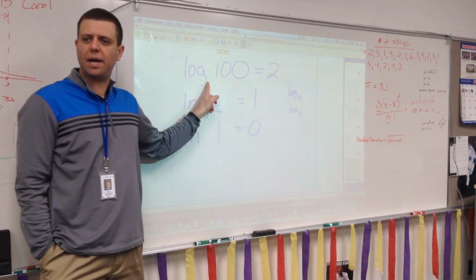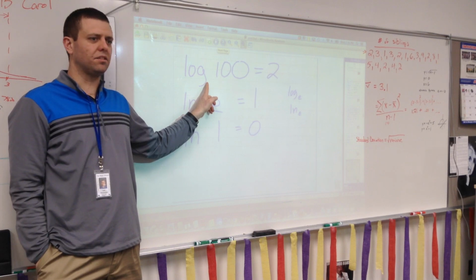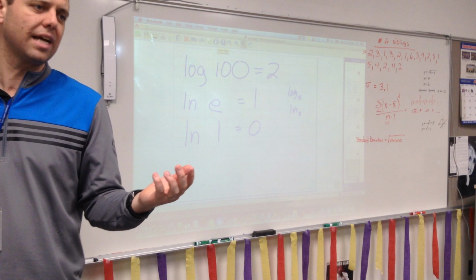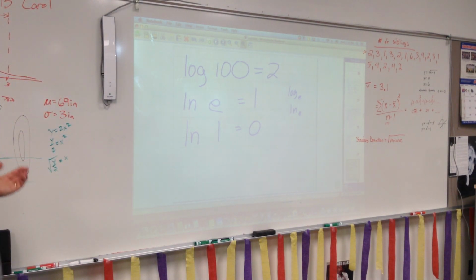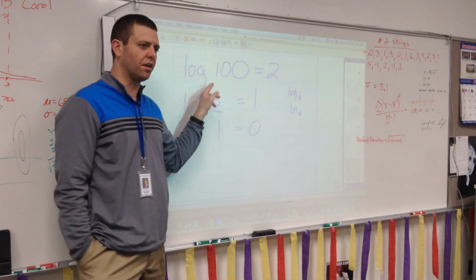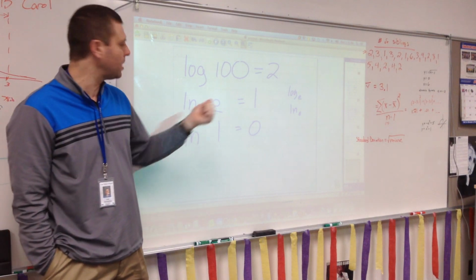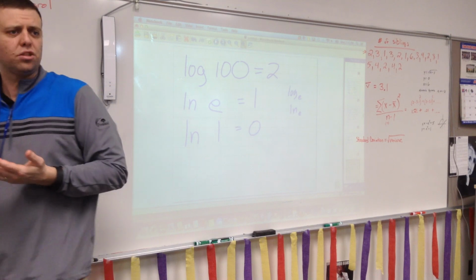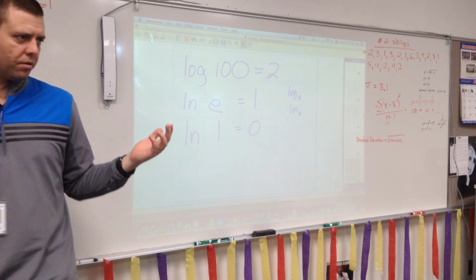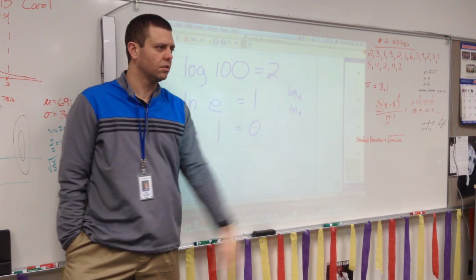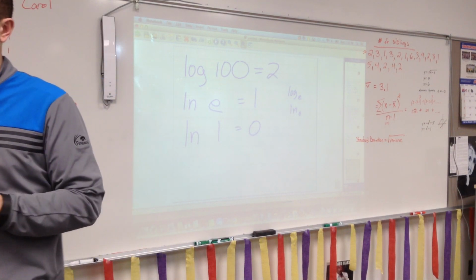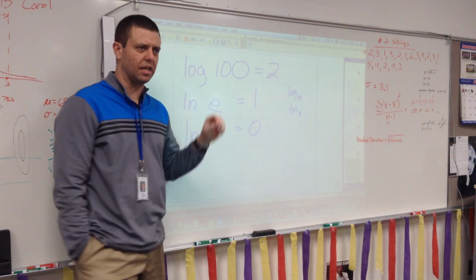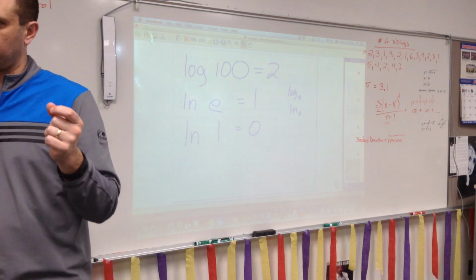When you don't see a base, it is a base of 10. That is called a common logarithm. Your calculators usually work in common logarithms, base 10. So when you don't see a base there, just know that it does have a base of 10. So the log of 100 would be asking you, 10 raised to what power equals 100? Answer, obviously, 2. Okay? So make note of that. When you don't see a base there, guys, it definitely has a base of 10.